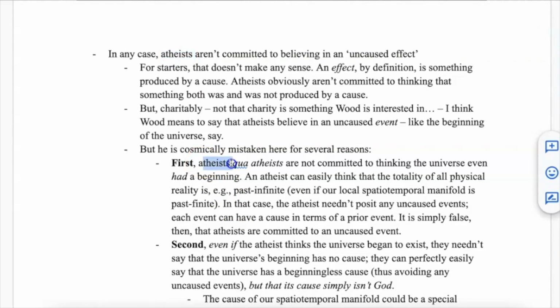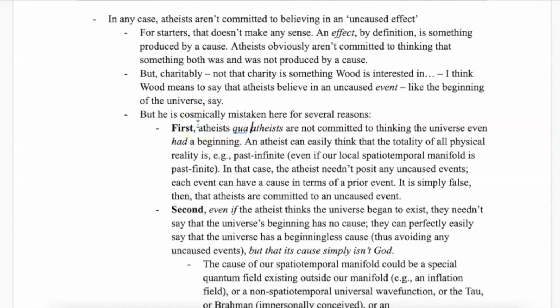First, atheists, qua atheists, are not committed to thinking that the universe even had a beginning, right? An atheist can easily think that the totality of all physical reality is, for example, past infinite, even if our local spatiotemporal manifold that we inhabit is past finite. In that case, the atheist needn't posit any uncaused events. Each event can have a cause in terms of a prior event. It is simply false, then, that atheists are committed to an uncaused event. So he is just wrong, and cosmically so.